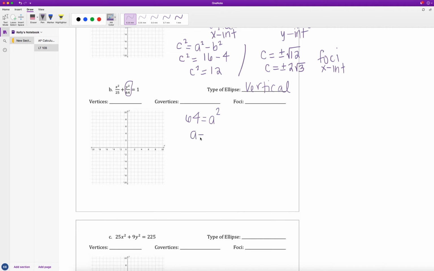So that tells me that a is going to be plus or minus 8. 25 is my smaller value, so that means that 25 is equal to the b squared value. So b is going to be equal to plus or minus 5. Now, regardless of which type of ellipse it is, I know that my a is always my vertices. Excuse me, a little typo there. But my a is always my vertices, and my b is always going with my co-vertices.